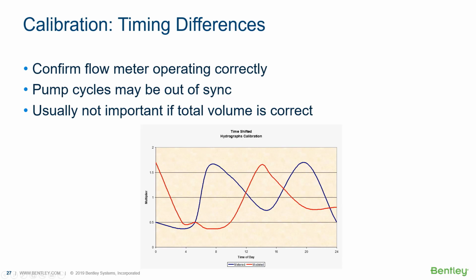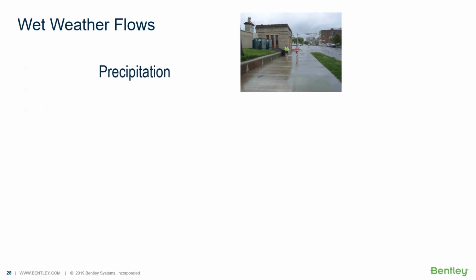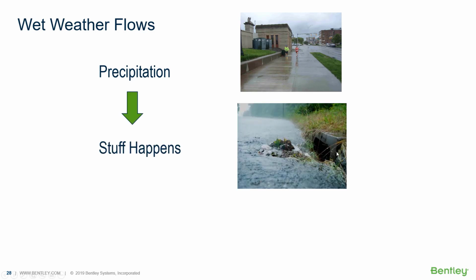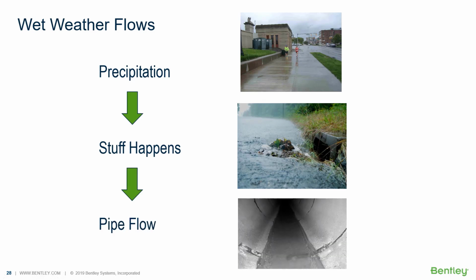But dry weather flows and pump flows aren't that hard, really. The hard part is wet weather flows and stormwater flows. Okay, so the formula is simple. You have precipitation, then something happens, and you get flow in the pipe.